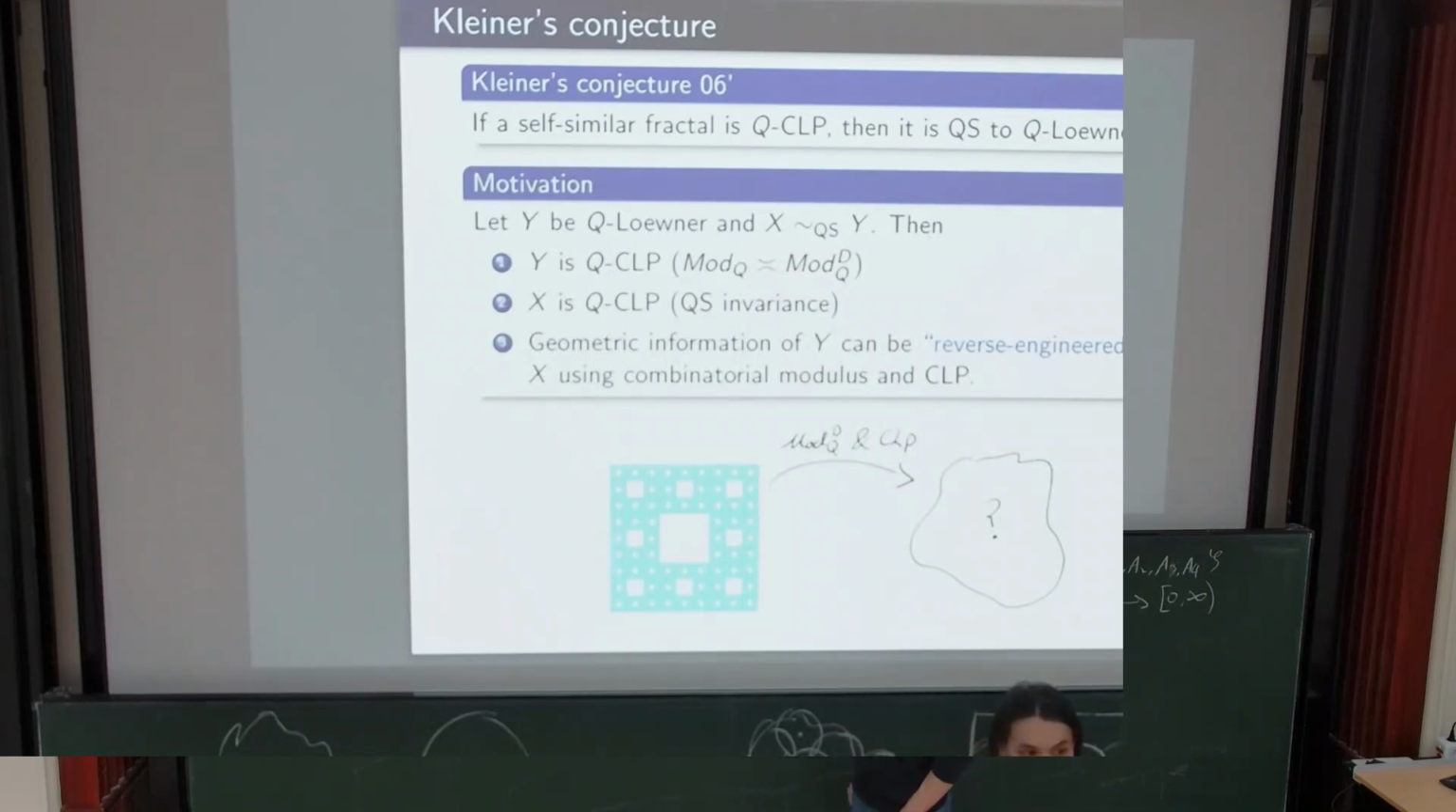Sir, are you assuming that X is your self-similar fractal, which is Q-CLP? Yeah. So X is just some horrible metric space which is quasisymmetric to a Loewner space. Okay. So from this argument, I can gain information of the integrals against the Hausdorff measure using the discrete modulus.